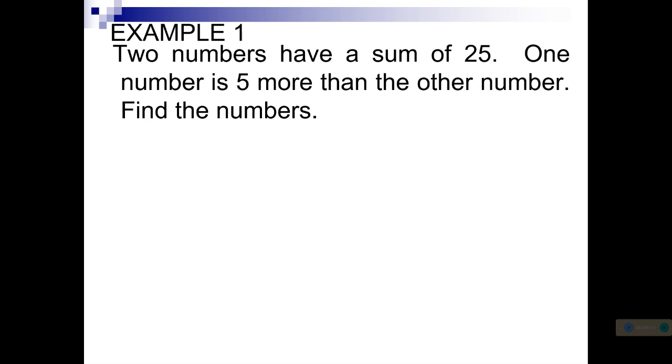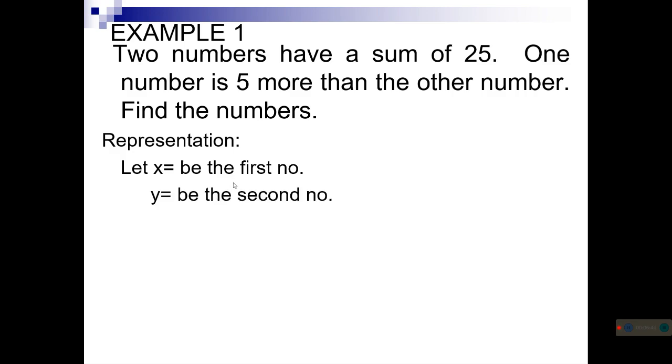So since we are going to find the numbers, and this topic is all about the system of linear equations in two variables, we are going to use the variables x and y since we are familiar with those two variables. Okay? In the problem it is stated that two numbers, so our representation may be: x will be the first number and y will be the second number. Then after having a representation, you are going to have your equations.